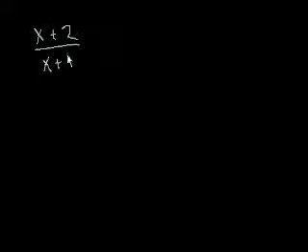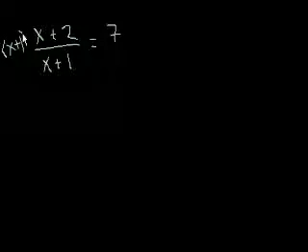Let's have, let me say, x plus 2 over x plus 1 is equal to, say, 7. So here, instead of having just an x in the denominator, we have a whole x plus 1 in the denominator, but we're going to do it the same way. To get that x plus 1 out of the denominator, we multiply both sides of this equation times x plus 1 over 1.